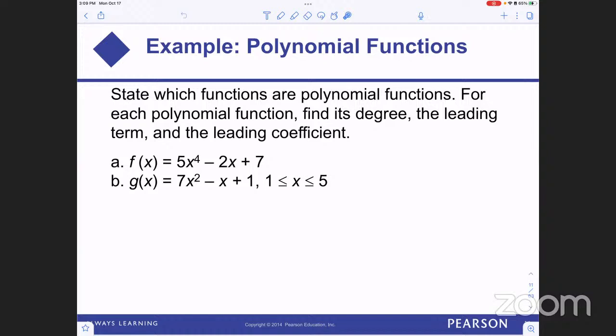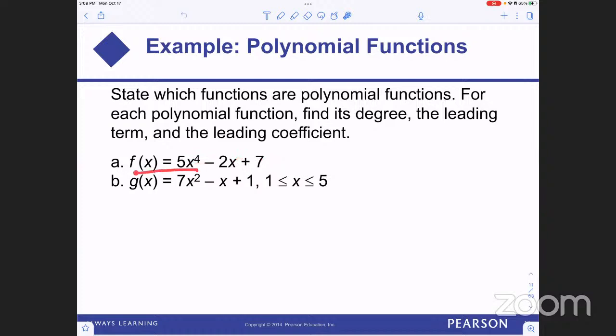For each polynomial function, find the degree. The degree is the highest power on any variable, so the degree here is going to be 4. The leading term is going to be 5x to the 4, and the leading coefficient is going to be 5. The leading term is the term that has the highest power. Sometimes they write these out of order, so it is a good idea to put it in descending power order, which makes it easier to work.